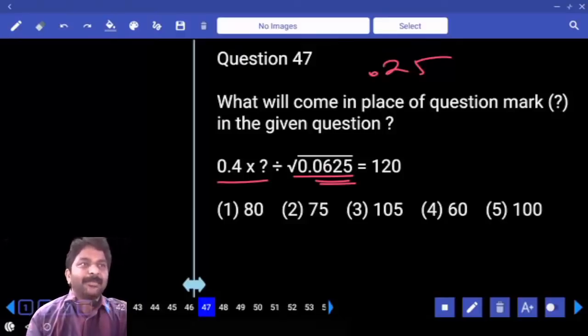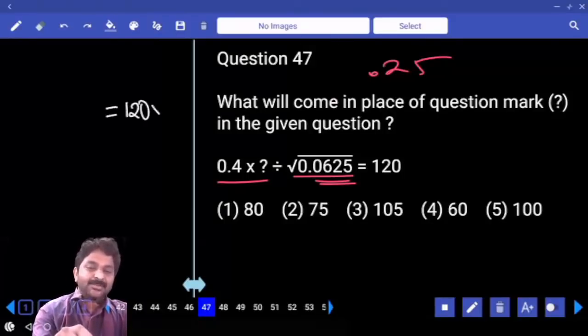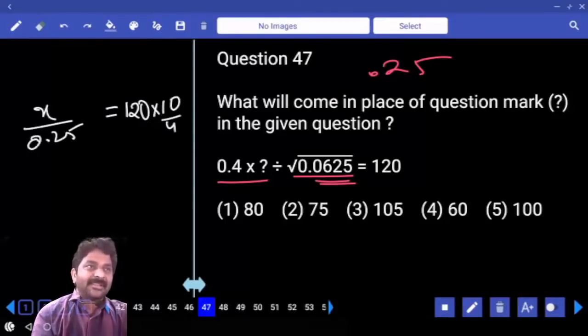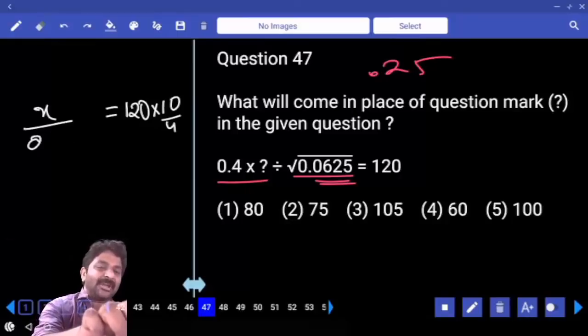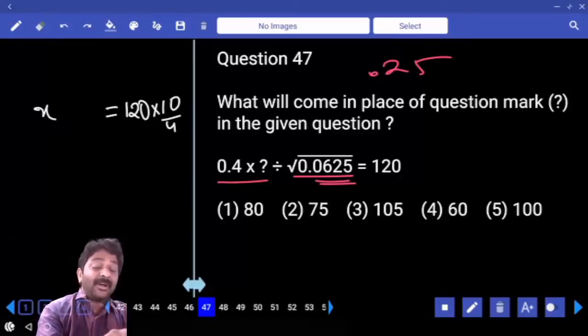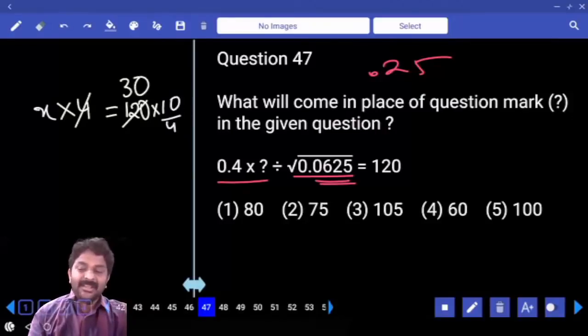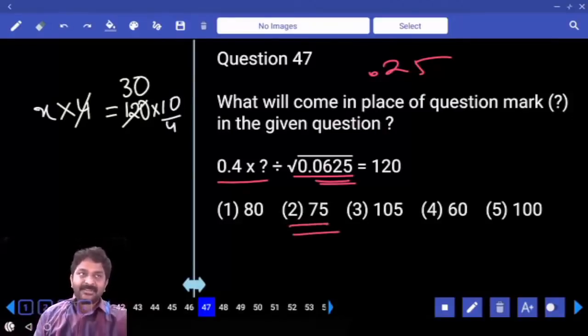Can I write it as 4 by 10? 4 by 10 goes to the other side, becomes 10 by 4. And on the left hand side, x divided by 0.25 we have, correct? Which is equal to 1 by 4. Denominator comes to the numerator only. Yes, 4 how many times? 300 by 4? 75.